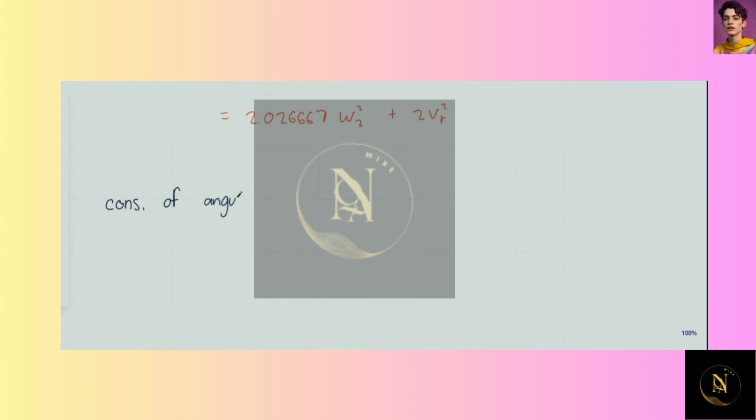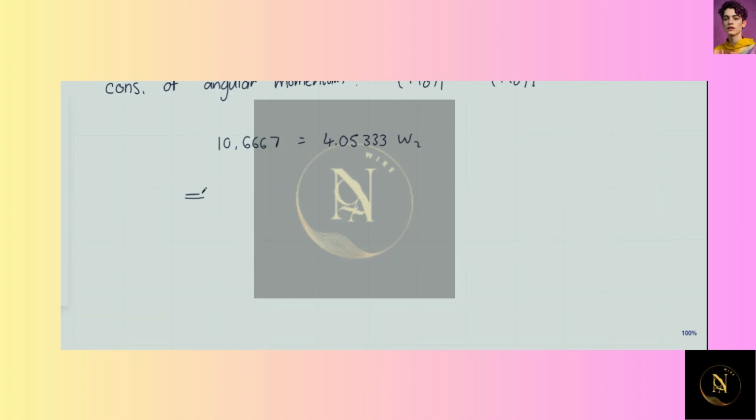So obviously we are going to use the conservation of angular momentum. Angular momentum between the two states is conserved. That is, HO1 must equal HO2. So this means that 10.6667 must equal 4.05333 times omega 2. And so we can simply get from here omega 2, the angular speed at which the system rotates in state 2, which is 2.6316 radians per second.